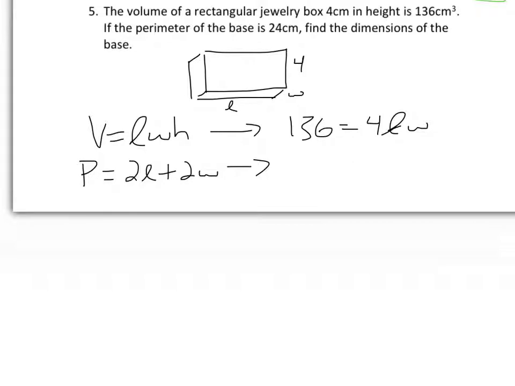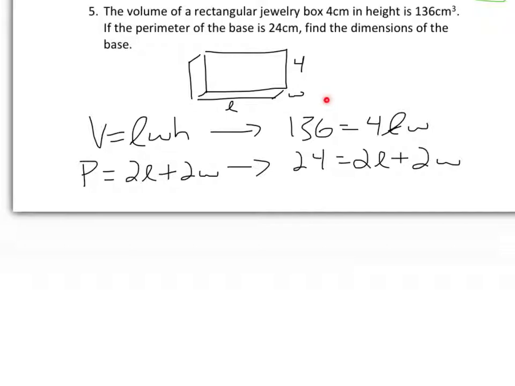Well, it looks like we're going to have a system of equations, two equations, two unknowns. Okay, so the perimeter is 24, and this one, once again, we have two unknowns in our equation. So we have a system here. Right, now, you can solve this. Right, but in order to solve it, we're going to have to do some substitution, because elimination is just not going to work.